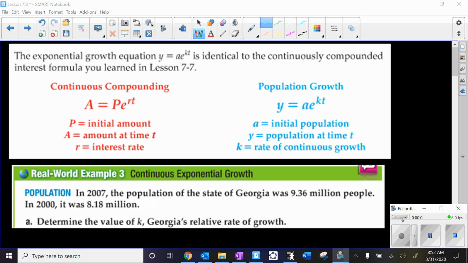Now we're going to look at continuous exponential growth. So we're going to get away from the idea of decay and we're going to look at growth. That means our exponent is now going to be positive. We're going to use the one on the right. Even though both of these really say the same thing, the one on the left deals more with money, whereas this one deals more with population growth.